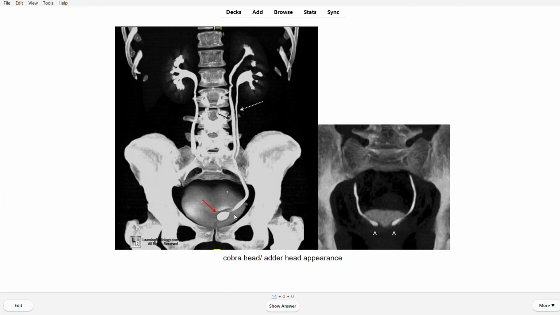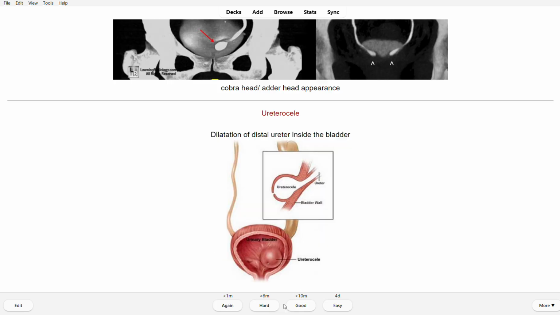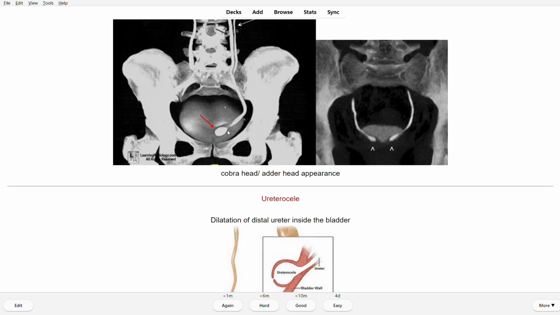Check this appearance. It is called the cobra head or adder head appearance. See again, it is like the head of a snake. This condition is seen in ureterocele, which is due to dilatation of the distal ureter inside the bladder. The distal ureter gets dilated, and there will be a filling defect which forms the cobra head or adder head appearance.